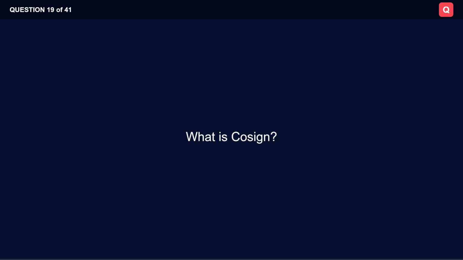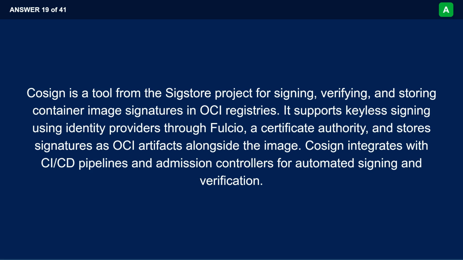What is Cosign? Cosign is a tool from the Sigstore project for signing, verifying, and storing container image signatures in OCI registries. It supports keyless signing using identity providers through Fulcio, a certificate authority, and stores signatures as OCI artifacts alongside the image. Cosign integrates with CI/CD pipelines and admission controllers for automated signing and verification.